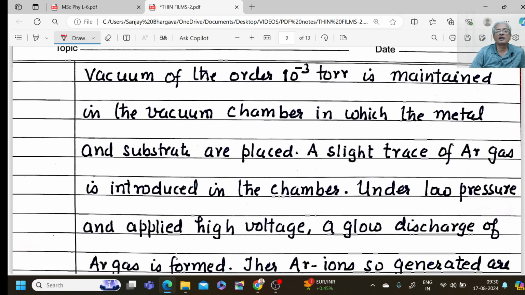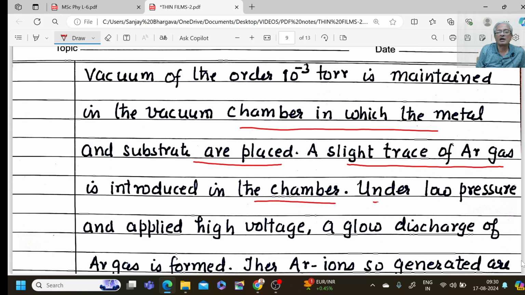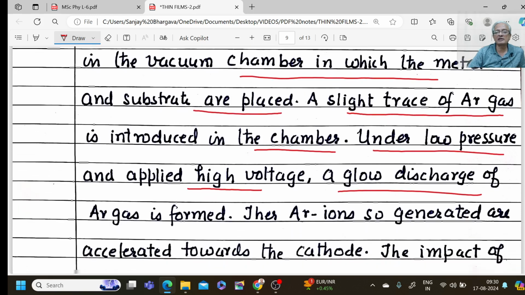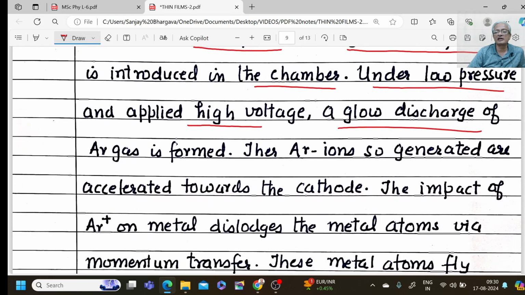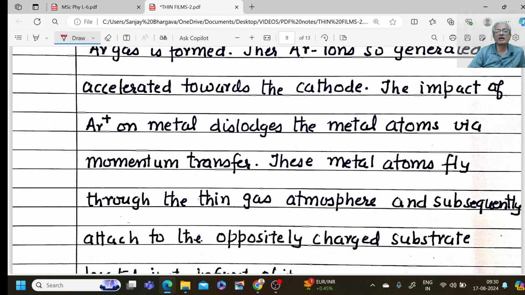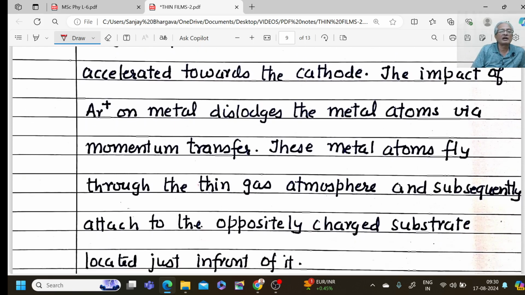Vacuum of the order of 10 raised to power minus 3 torr is maintained in the vacuum chamber in which the metal and substrate are placed. A slight trace of argon gas is introduced in the chamber. Under low pressure and high applied voltage, a glow discharge of argon gas is formed. The argon ions so generated are accelerated towards the cathode. The impact of argon ion on metal dislodges the metal atoms via momentum transfer.